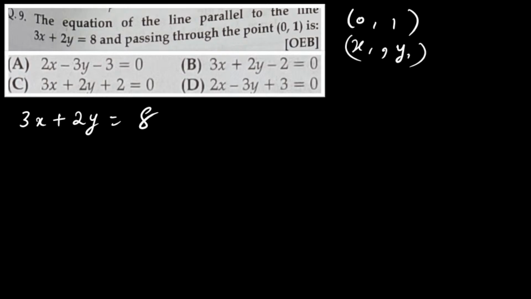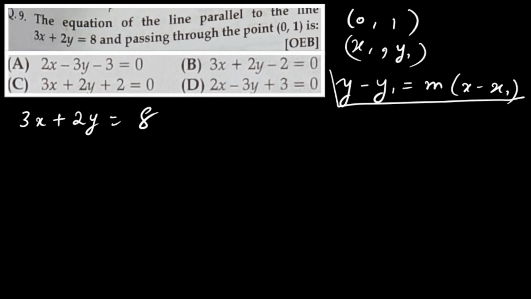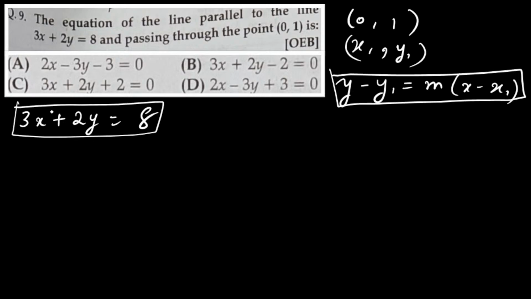And also we need the slope. Because if coordinates are given to us, we can use point form to form the equation. That point form is y minus y1 is equals to m into x minus x1. Whenever coordinates are given to us, we can use this form to form the equation of a line. But in this form, we need the slope also. So how can we find the slope now? We can use this line, because the line is parallel to this line.